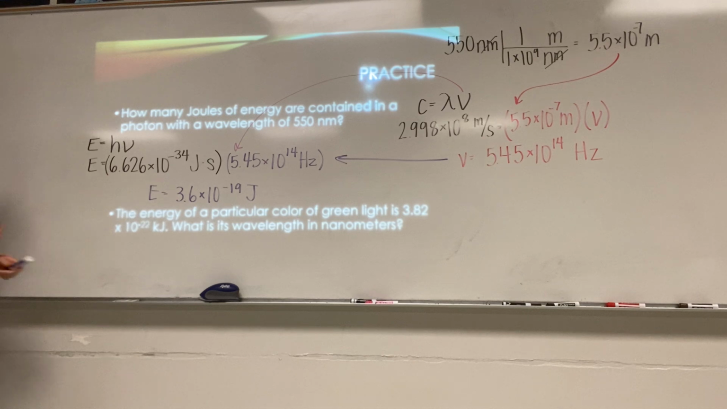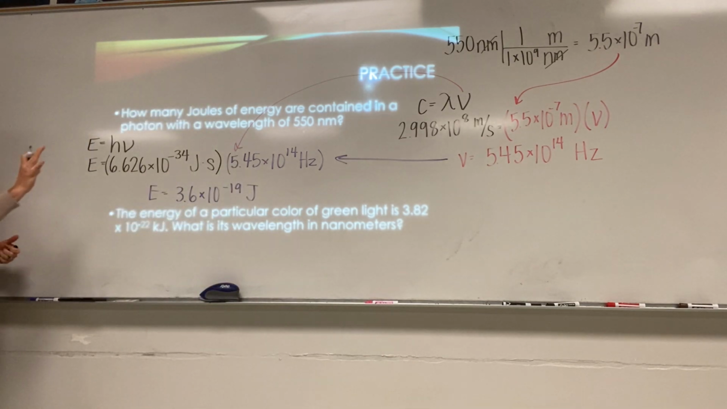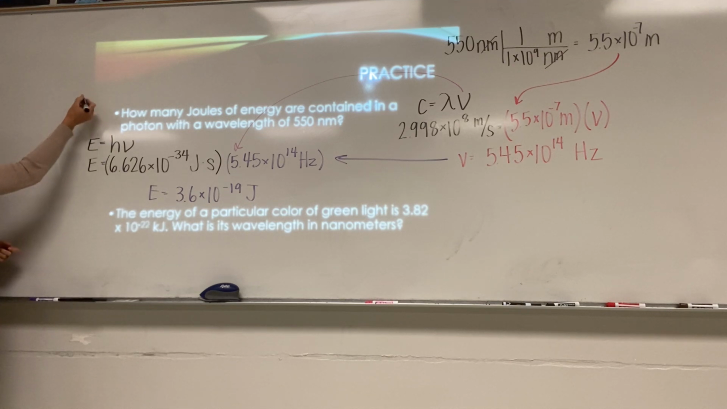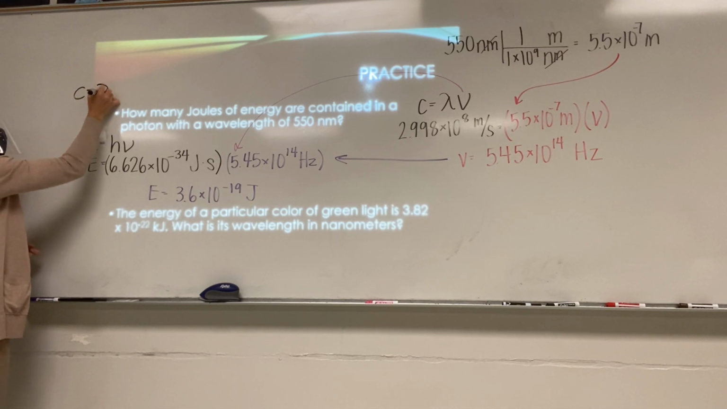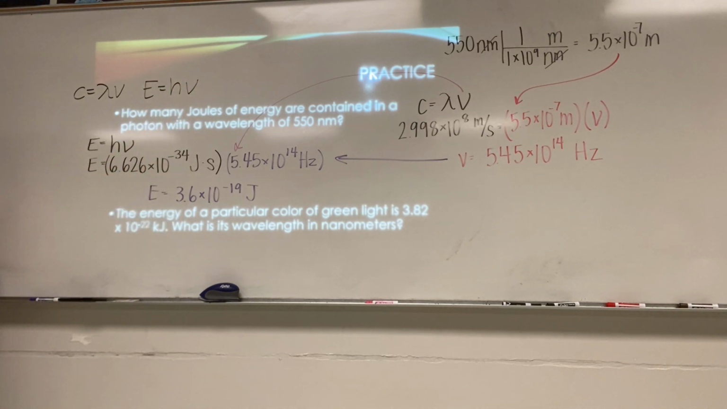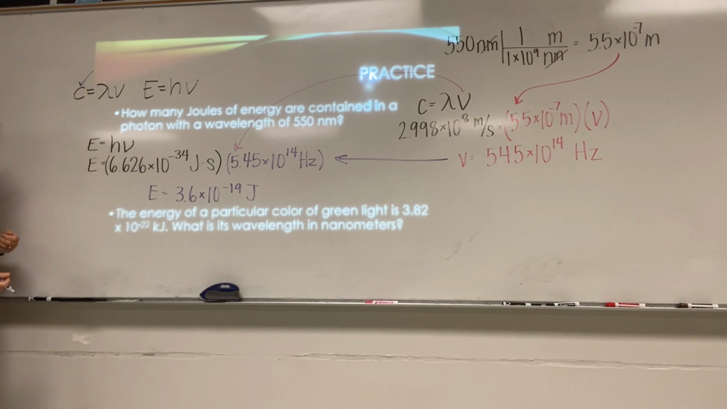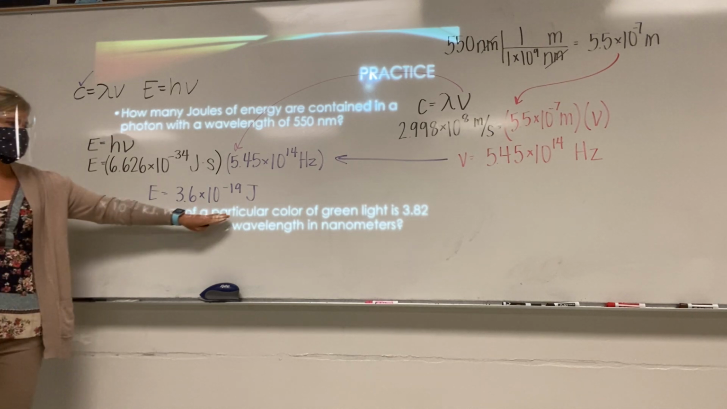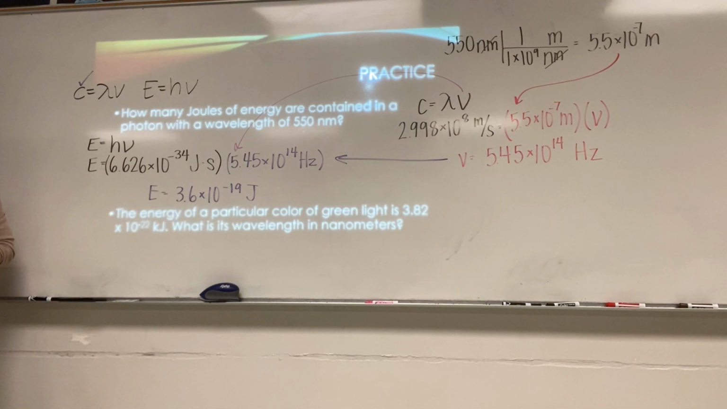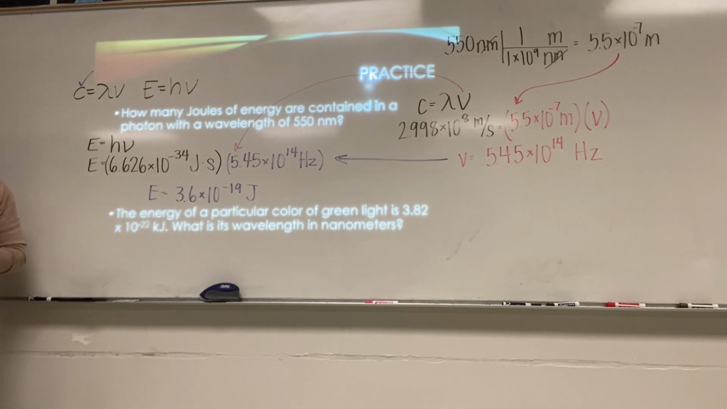What I would encourage you, we're going to do another one together, so don't worry. But what I would encourage you, right when you see a problem like this, which you're going to be practicing a lot today, write down both of your formulas. Then start checking off what you know. I know c. Well, let's do it with this next problem. The energy of a particular color of green light is 3.82 times 10 to the 22nd kilojoule. What is its wavelength in nanometers?